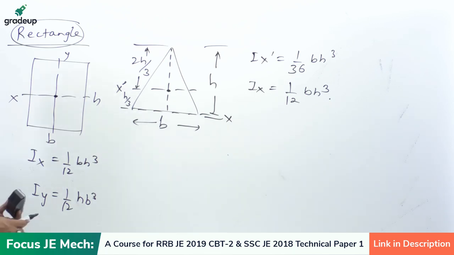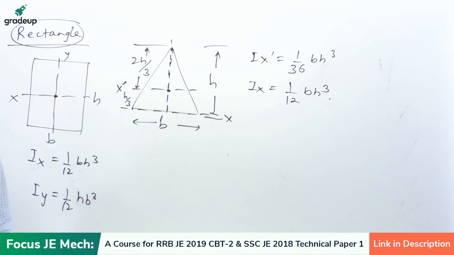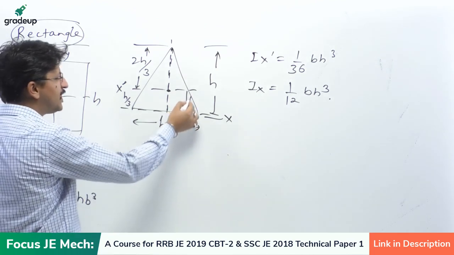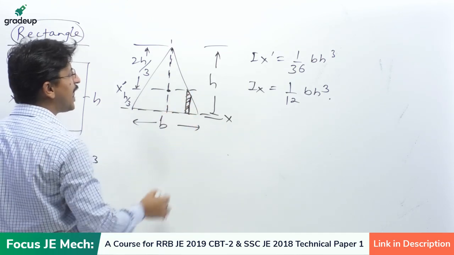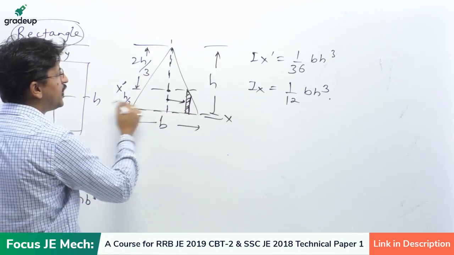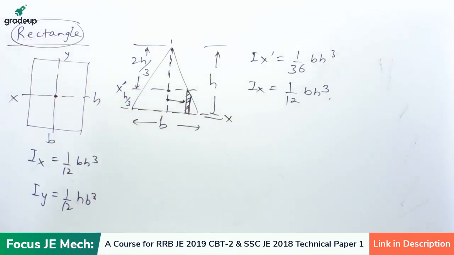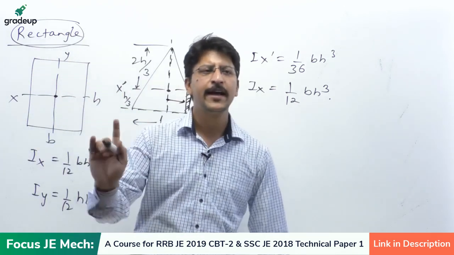Iy for a triangle is difficult to calculate. Basically, it won't be asked in the examination. For that, you have to take a section, find its area, and then integrate from here to here. So leave it. It will not be asked in your JE level examinations. Completely ignore it.